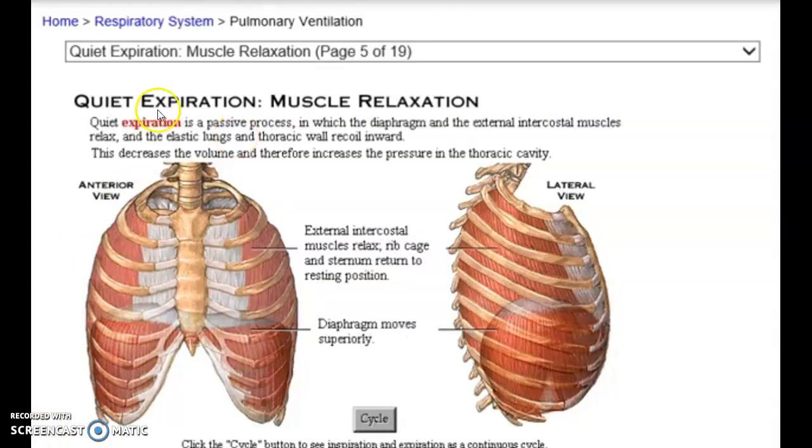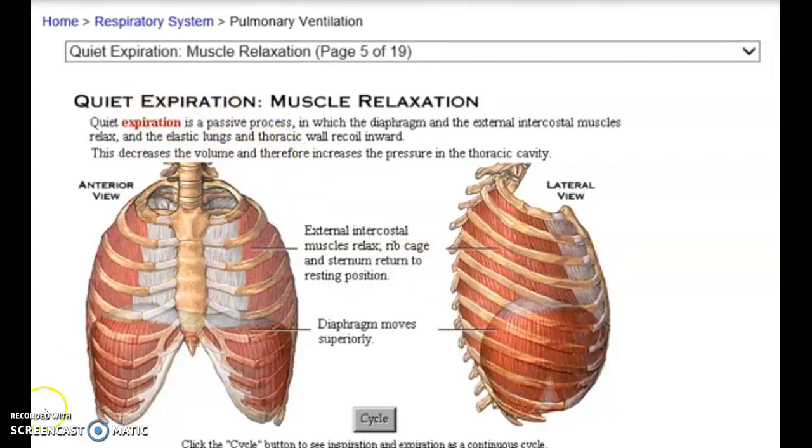get bigger. Now, quiet expiration, which is the same thing as exhaling, is done during a normal, tidal volume breath. All we have to do is relax the muscles that contracted. It's passive. We relax the external intercostal muscles and we relax the diaphragm. And when we relax, things go back and get smaller. The diaphragm raises back up, which decreases the volume inside, and the external intercostals cause everything to lower, which again decreases the size inside.